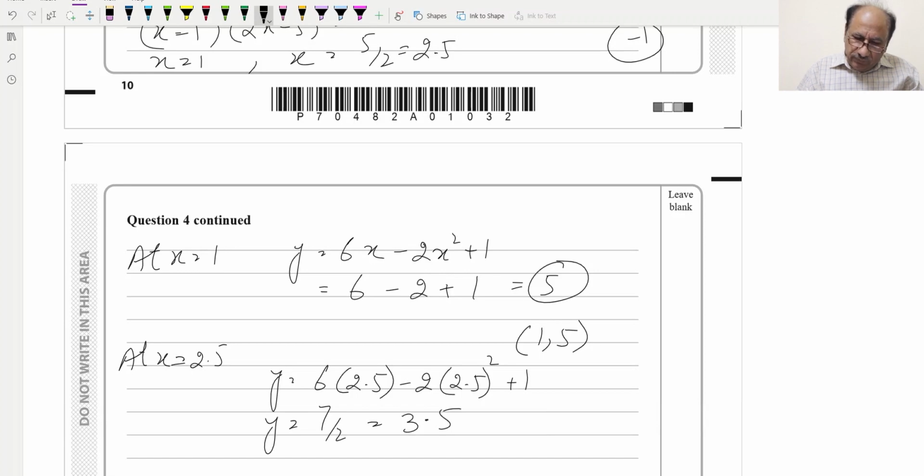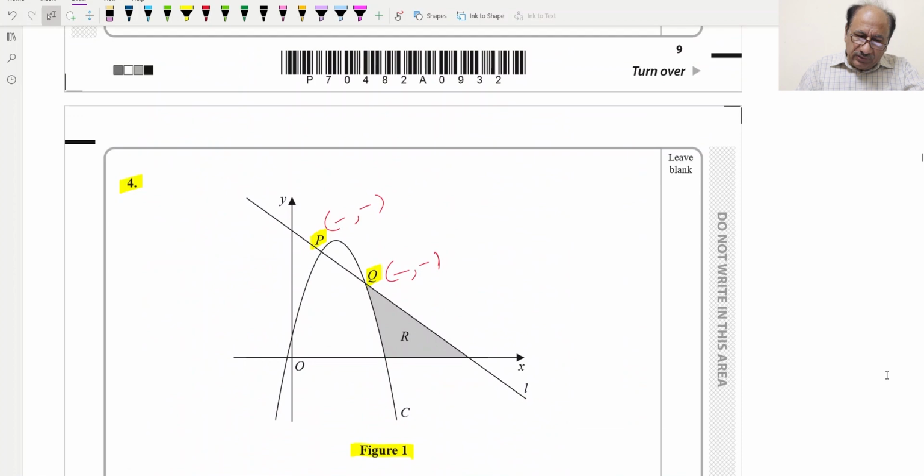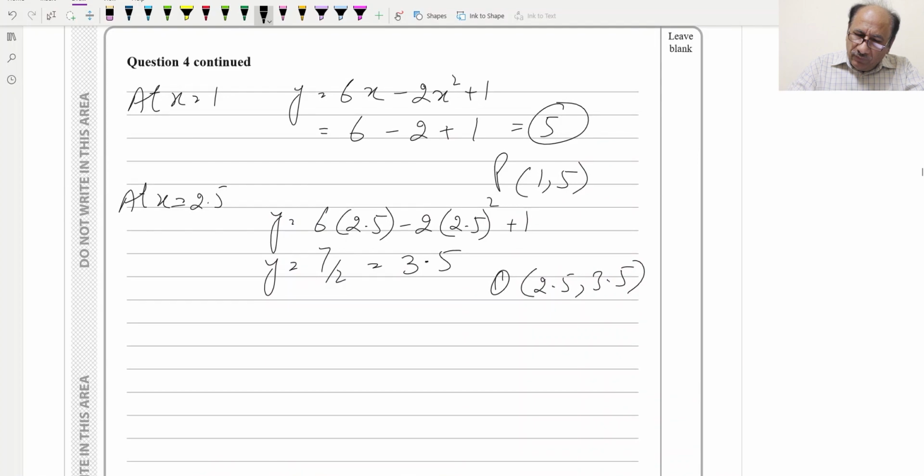So our point will be what? 2.5 and 3.5. Now we have to identify which one is P and which one is Q. So the x values are 1 and 2.5. If we check this, P is having the lesser x value because it is over here, and Q is having the higher x value. So we can write P as 1 and 5 and Q as 2.5 and 3.5. So this value will be P and this will be Q. Hopefully you understood this part.